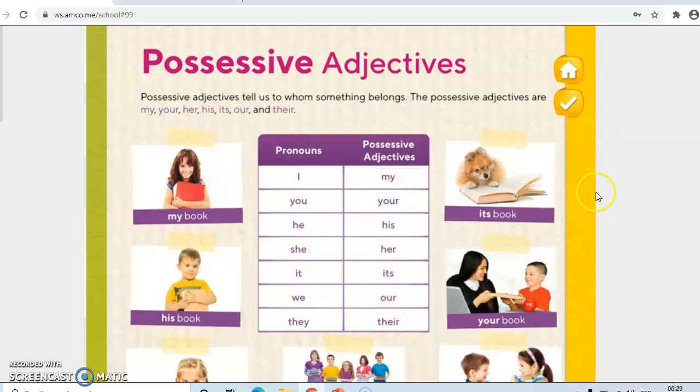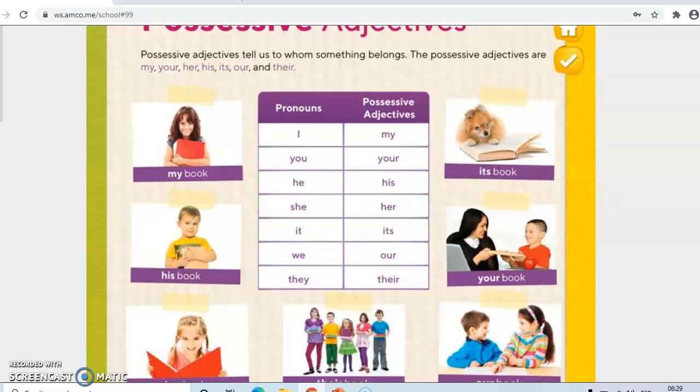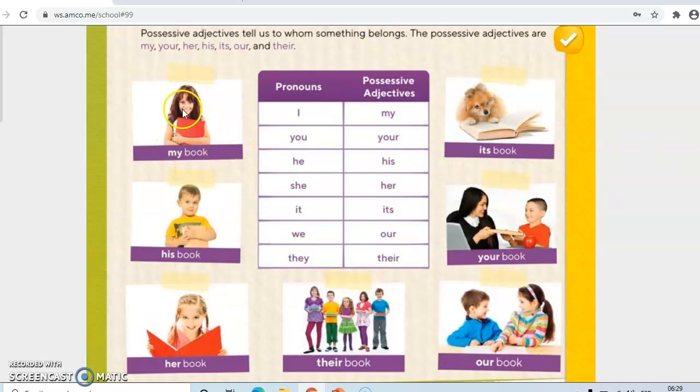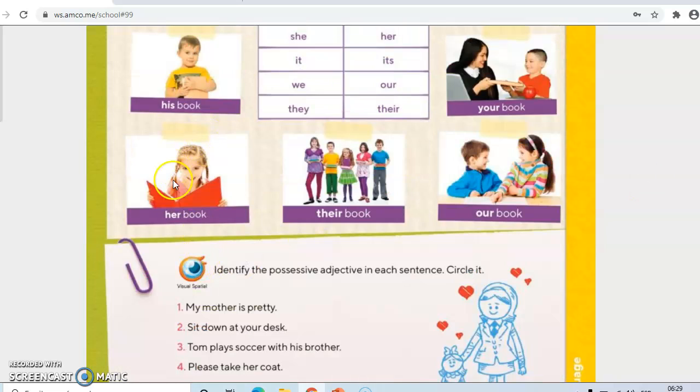Okay, and we have here some examples. My book, its book, his book, your book, her book, their book, our book. Okay?